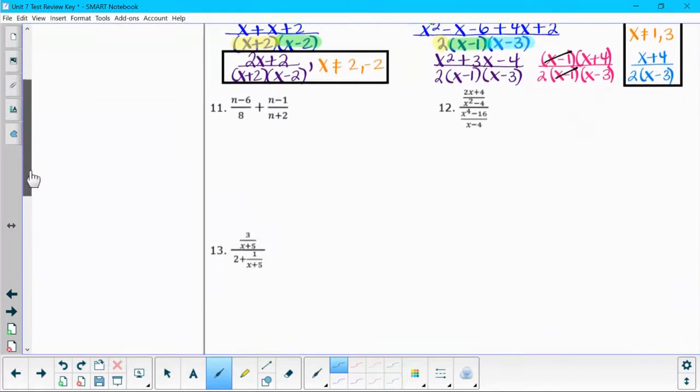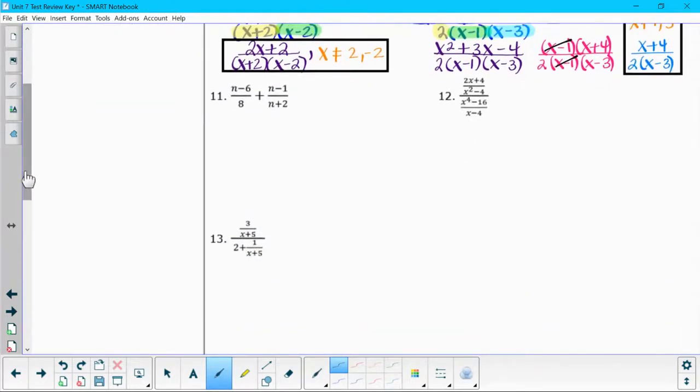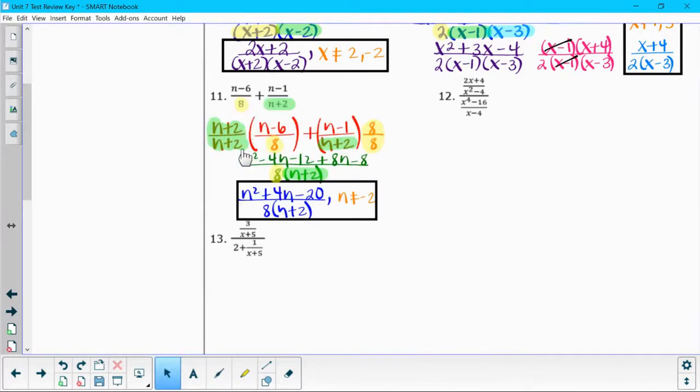Now for number 11, I do have two denominators that are different, so both fractions need the missing piece. 8 needs n plus 2. N plus 2 needs 8. I get my common denominator.